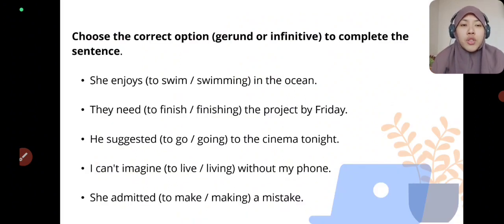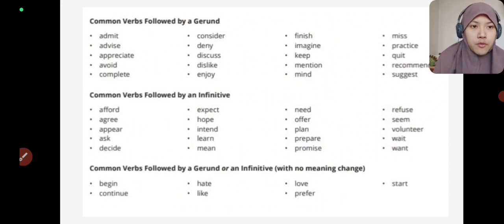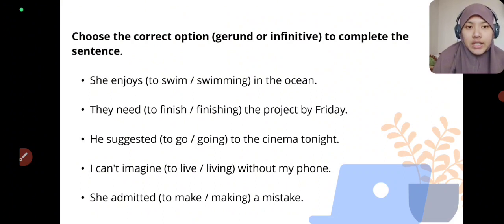Choose the correct option, gerund or infinitive, to complete the sentence. Let's check number one. She enjoys blah blah blah in the ocean. We have to swim or swimming. Let's check. Enjoy. Where is it? Enjoy is in the common verbs followed by gerund. So the answer is swimming.